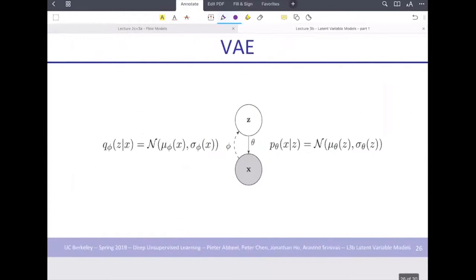And this is what VAE graphically looks like. We have latent space Z, and then we have observation space X, and then we have P of X given Z to be some normal, and this is the one that we're trying to approximate. Am I right? Okay, so great.